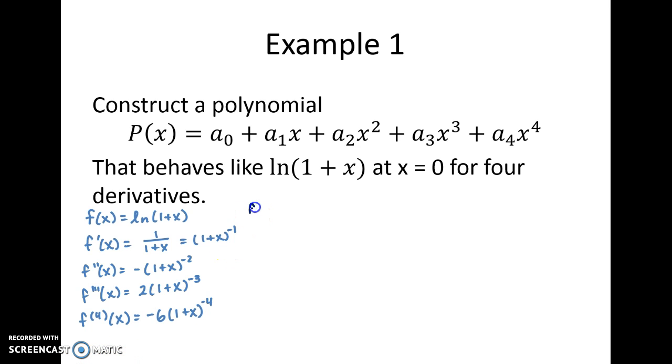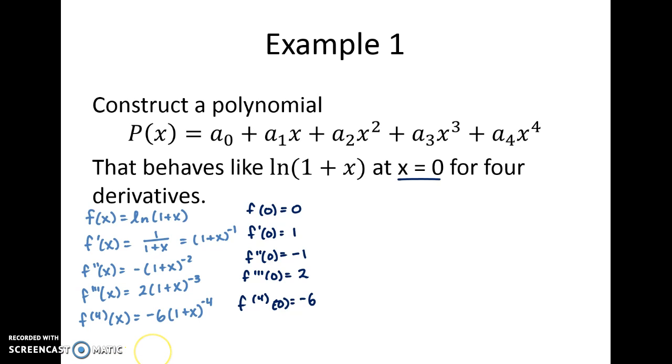Okay, then we're going to evaluate all those derivatives at x equals 0. And so we have natural log of 1, which is 0, and we have 1 over 1, which is 1, and then we have negative 1, then we have 2 times 1, and then we have negative 6 times 1.